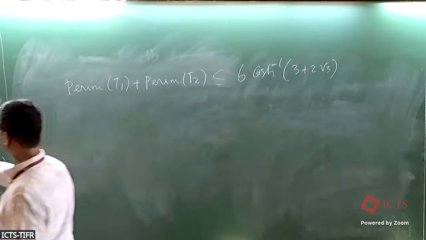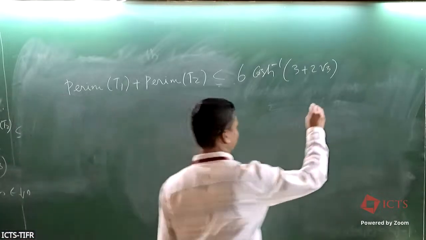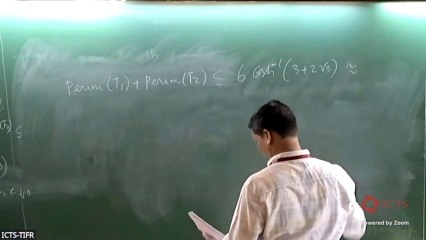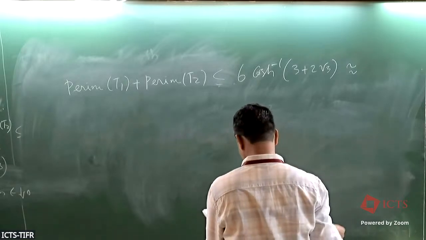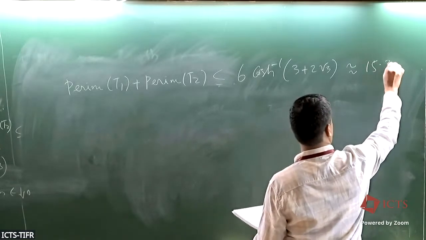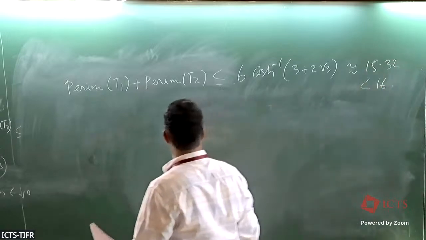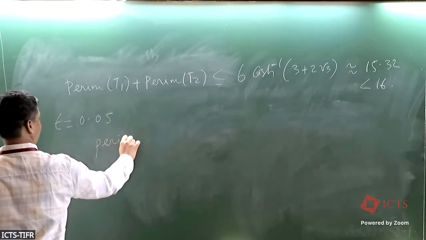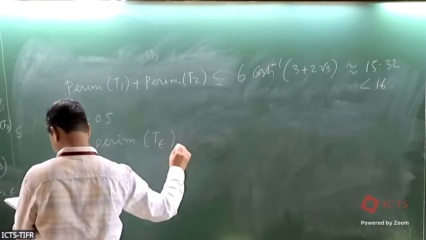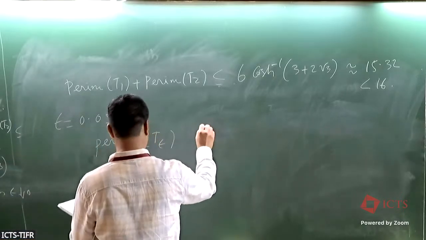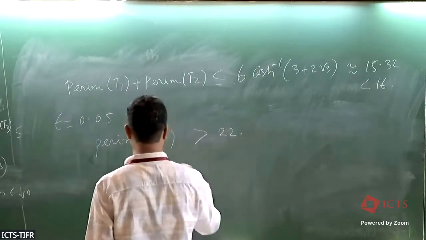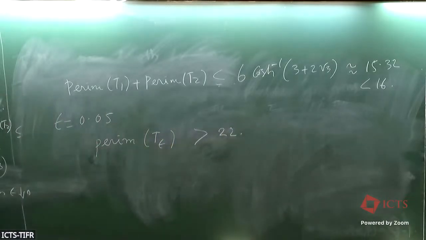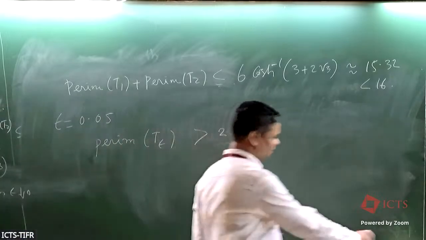And so its value is like 15 times 3 2, and this is less than 16, and for epsilon equal to 0.05, the perimeter of T epsilon is greater than 22. So this example shows that theorem 1 is not true in hyperbolic geometry.